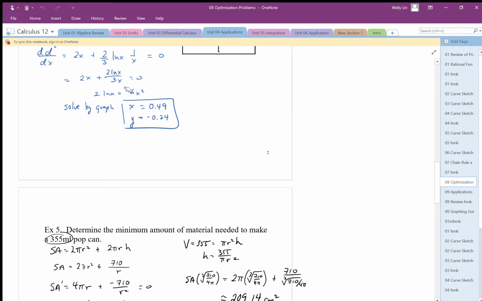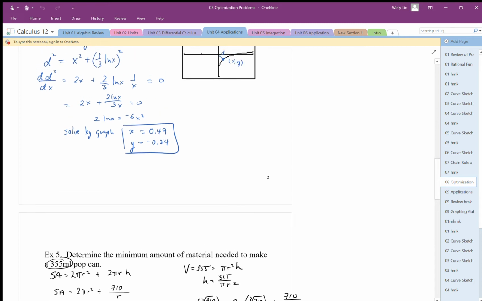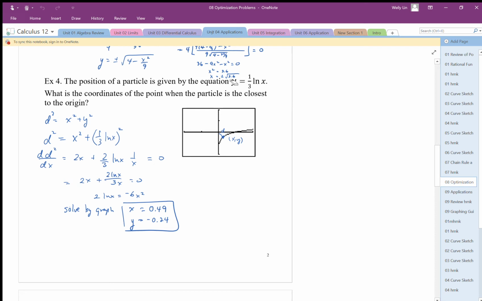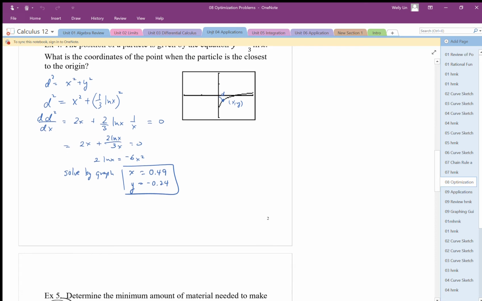So we solved the equation. We can't solve this by algebra because of the nature of the equation: you have an embedded x and an x outside the log. So we have to solve this by graphing, and solving by graphing I get x equals 0.49. Once I do that, I can plug the x back into my y equation to solve for y. So that's how I got my negative 0.24.